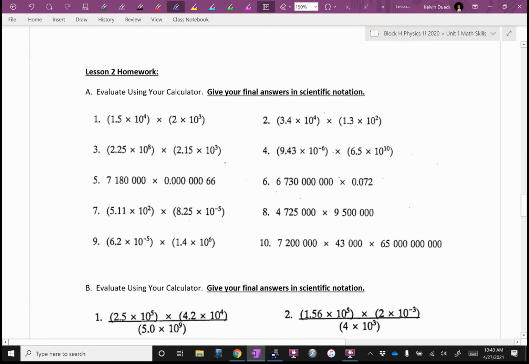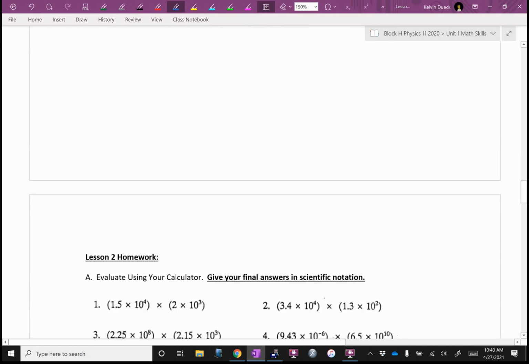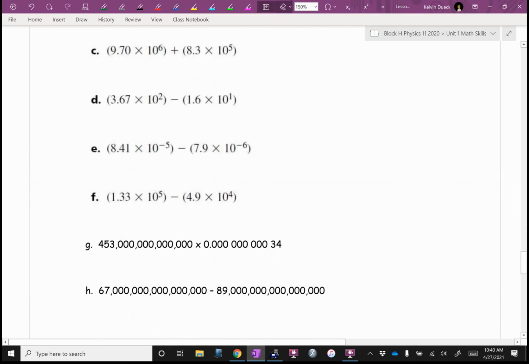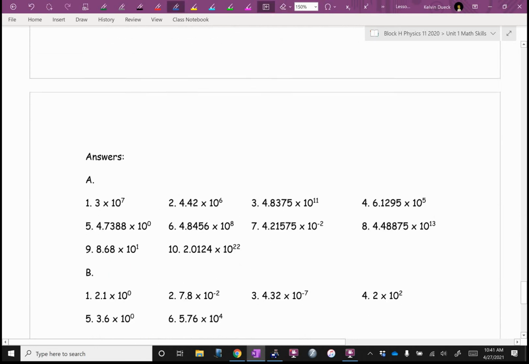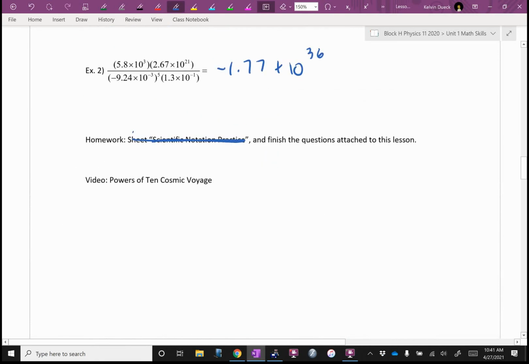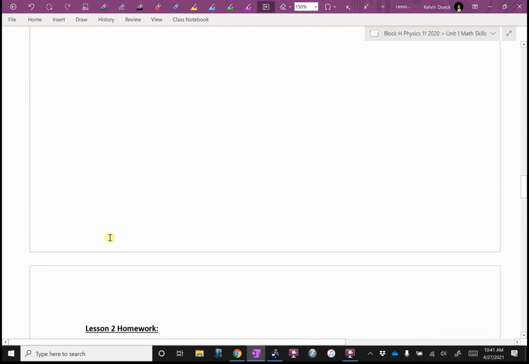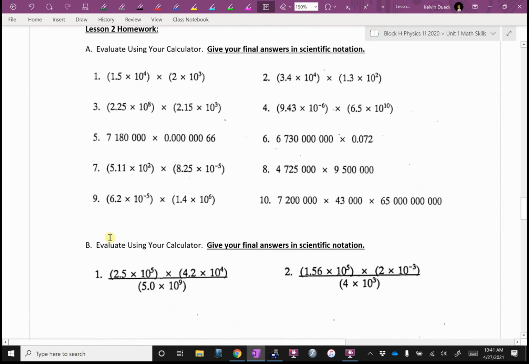you can try the lesson 2 homework. It also says sheet scientific notation practice. I skipped that. I didn't bother photocopying that. So here is the homework, and I believe I attached the answers on the last page, so you can do this right on this sheet if you wish to. If you're someone who has to do homework on a separate piece of paper, go ahead. I'm fine with that. I really don't care. All I care about is that you learn. So if you want to, you can write right on here. If you want to, you can do it on a piece of paper.